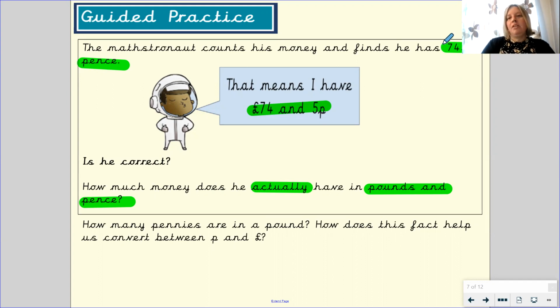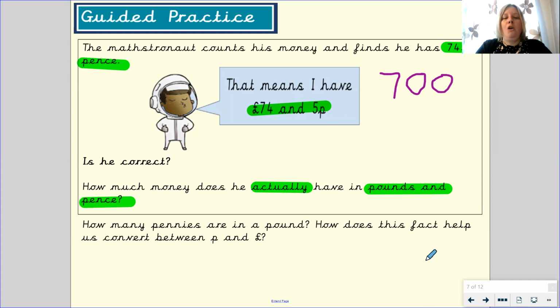So let's have a little look at this. 745. If I was to break this down and look at the hundreds to start with, what would I write? Have a think and jot this down. We would break this down and partition it into 700. So let's start to think about our 700.